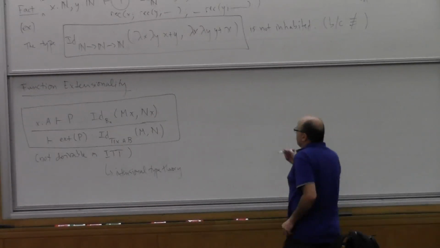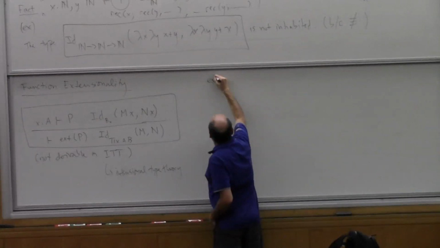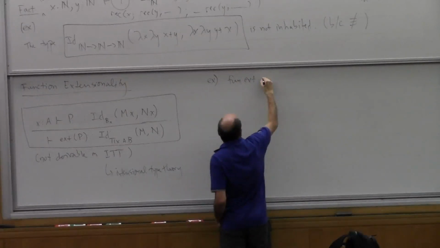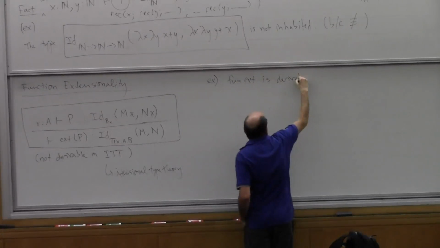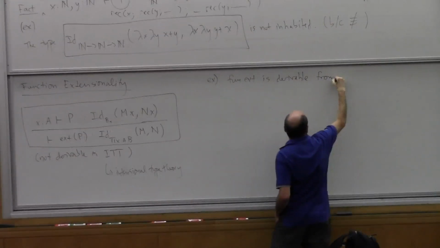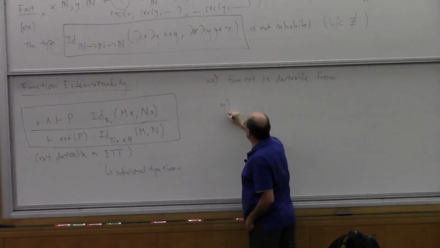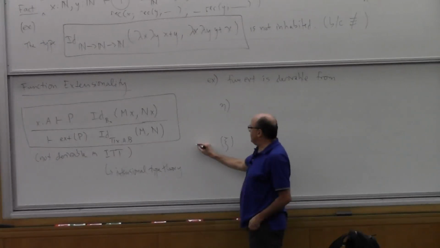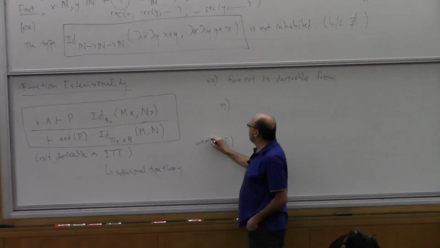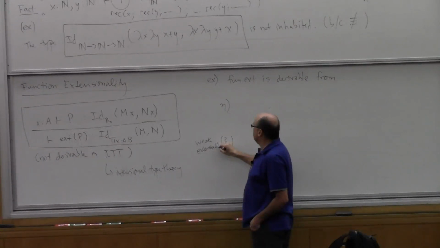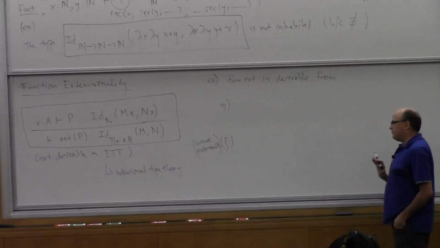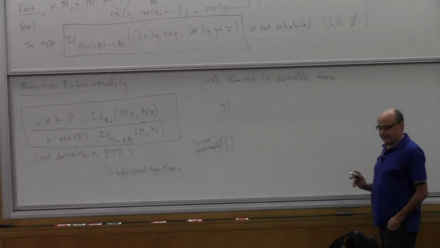Now, as an exercise, I will ask you to show that function extensionality is derivable from two principles. They're called eta and psi. And psi is sometimes erroneously called extensionality and is more reasonably called weak extensionality. Sometimes people call it extensionality. I find that confusing, and I don't think that's a good idea.